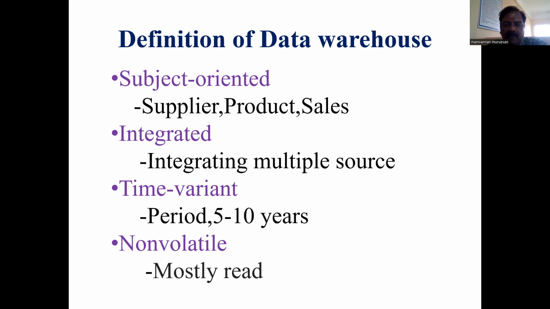The next one is time-variant. You have to calculate based on time. For analysis, we need a report for the last 0 to 3 months, January to March, or a 5 to 10 year report. Another one is non-volatile. Mostly the concern is performance and access, and mostly they use read operations. So a data warehouse is nothing but subject-oriented, integrated, time-variant and non-volatile.